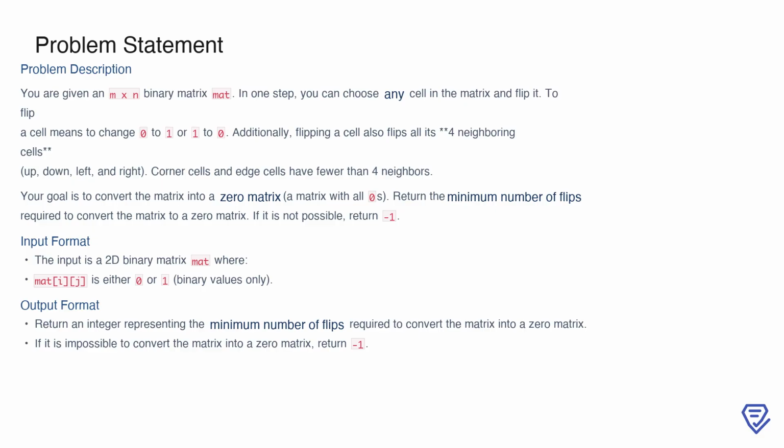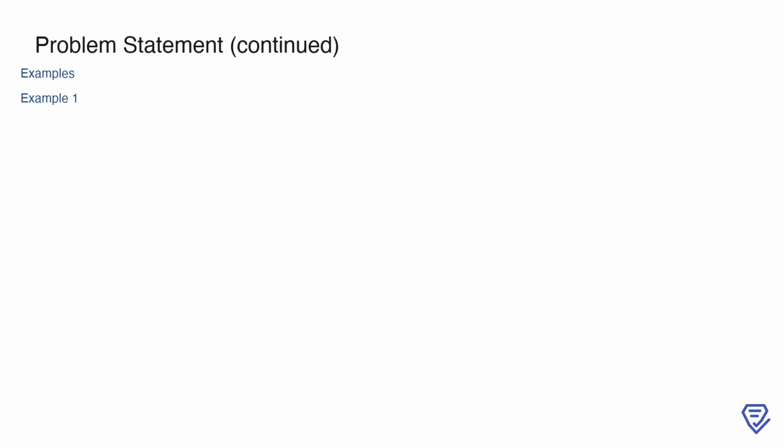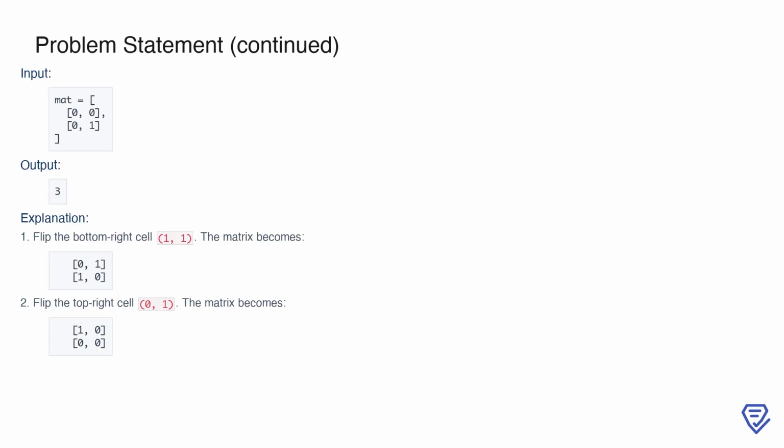The input is a 2D binary matrix, and the output is an integer representing the required flips or -1 if it is impossible. However, flipping a cell has a unique effect. It not only changes the value of the selected cell but also flips the values of its four neighbors, those directly above, below, to the left, and to the right. Let's look at an example to understand the problem better.